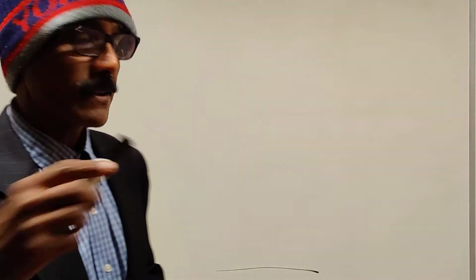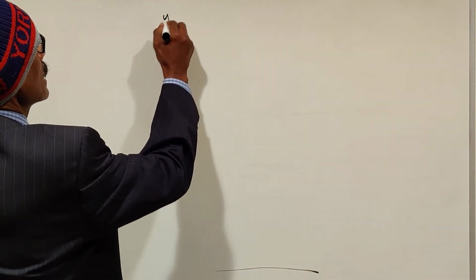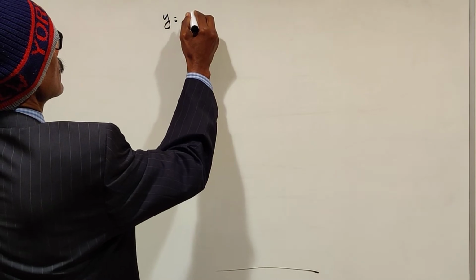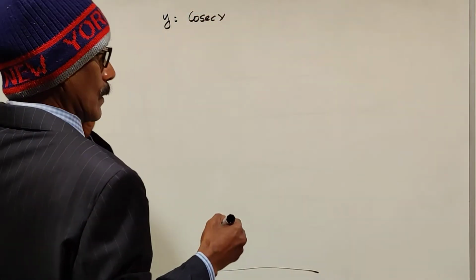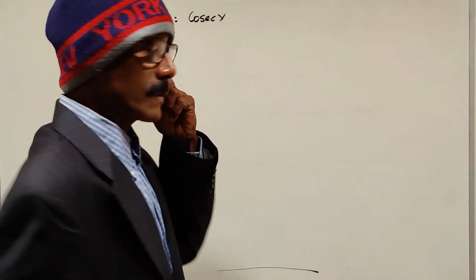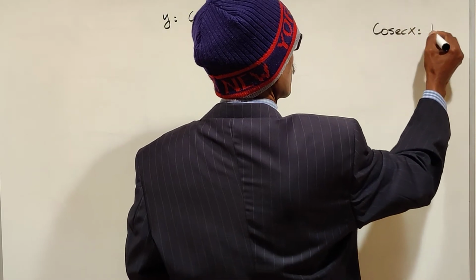Today we are going to derive the derivatives of the trigonometric functions sec x, cosec x and cot x. Okay, let's start. y is equal to cosec x. Cosec x is the reciprocal of sin x, that is cosec x equals 1 by sin x.